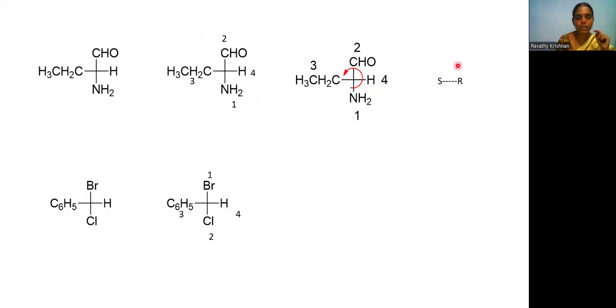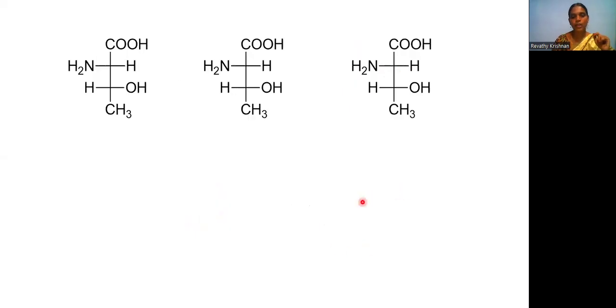And the next example is this. Among the halogens, bromine has the higher atomic number, so it is the highest priority, this is the second priority, this is the third priority, and this is the fourth priority. So 1, 2, 3, clockwise direction. We are expecting it to be an R configuration, but actually it is an S configuration because the lowest priority is in the horizontal line.